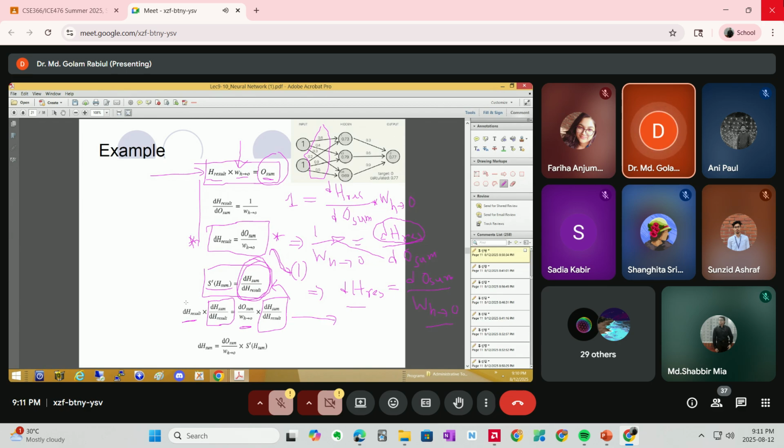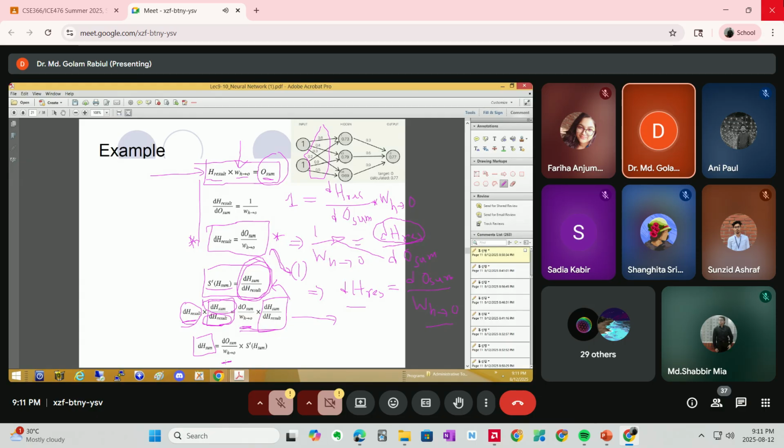Now this is the derivative of the hidden results, and this is also the derivative of the hidden results. So these two derivatives cancel out. What we get is just the derivative of the hidden sum here. So this part we get from here, and on the other side we will get delta output sum WHO.